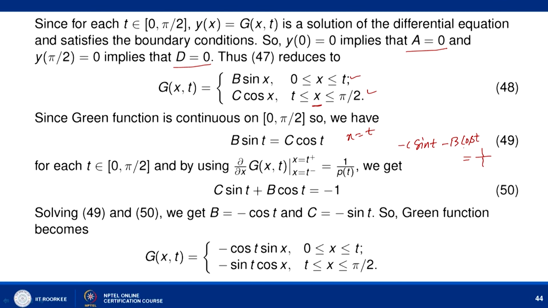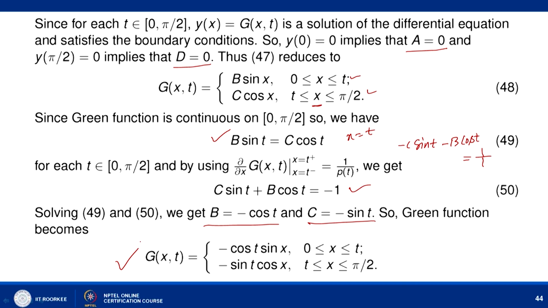So we can simplify this and write c sin t plus b cos t equal to minus 1, this minus we are shifting here. So we have equation 49 and equation 50, and with the help of these we can find the constants b and c. When we find the constants b and c, it comes out to minus cos t and minus sin t.